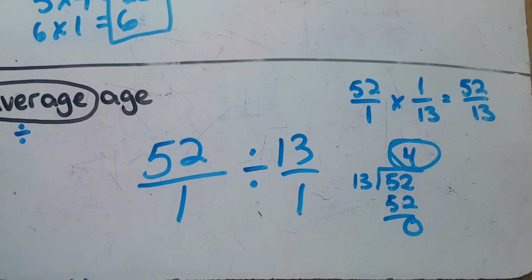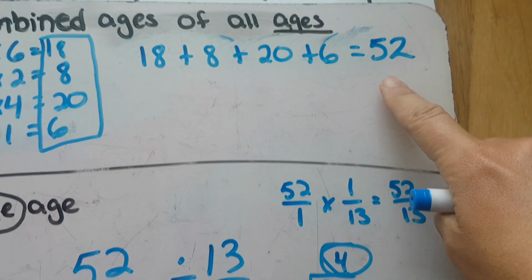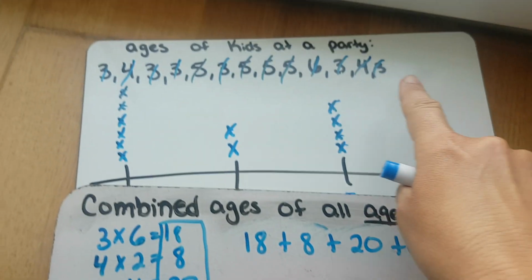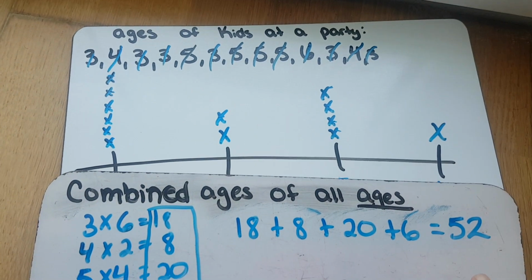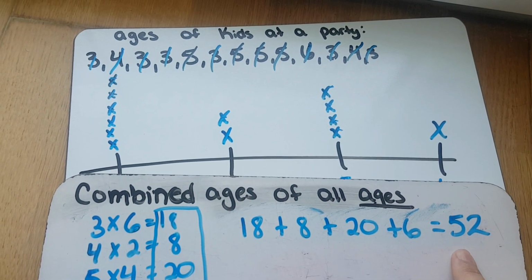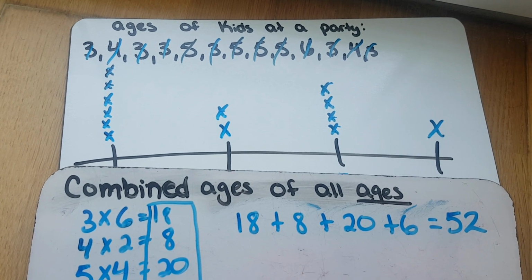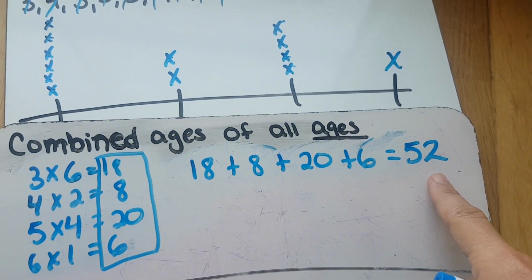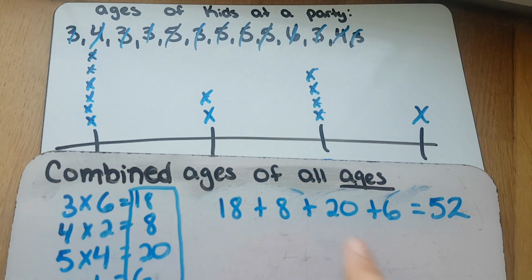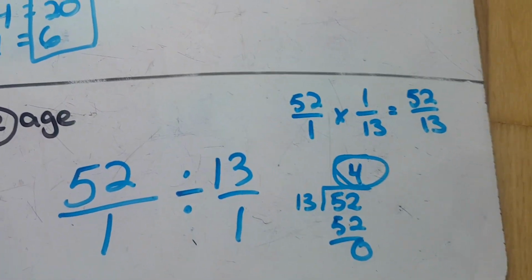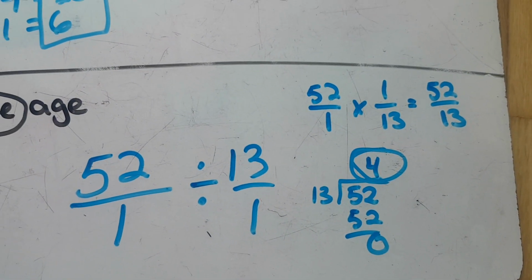Again, let me show you how I got that. I took the age that I added all together. So all of their ages added together is 52. Then I divided that by how many children I had in total, and I had 13. So I took their total ages and I divided it by 13 children. So the average age is 4.